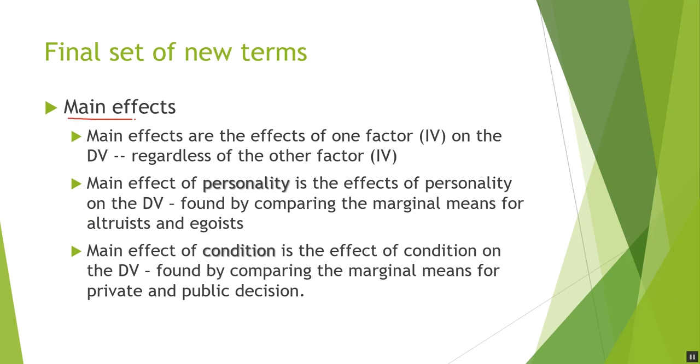What I was just talking about is called the main effects. The main effects are the effects of one factor on the dependent variable regardless of the other factor. And so in this two-factor experiment, we can talk about two main effects. The main effect of personality is the effect of personality on the DV, how much money you give your partner, found by comparing the marginal means for altruists and egoists. Since we've averaged together the type of situation, that is regardless of the type of situation. The main effect for condition is the effect of the condition found by comparing the marginal means for private versus public decisions after we've averaged across the type of personality. And those are the things I just showed you.